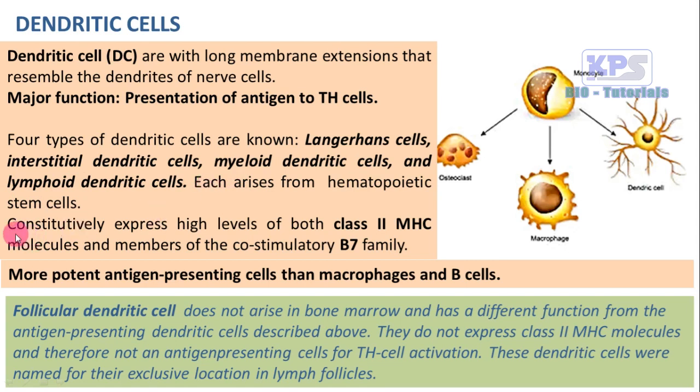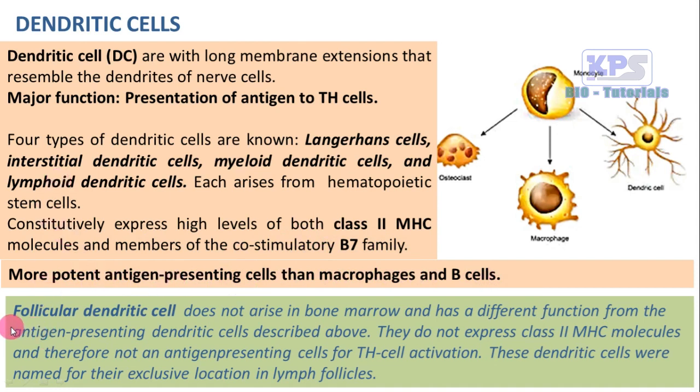The most important thing about dendritic cells is that they constitutively express high levels of both class 2 MHC molecules and members of the co-stimulatory B7 family. These class 2 MHC molecules and B7 molecules are required for antigen presentation. So these 2 molecules are constitutively expressed on the dendritic cells. This feature makes them the most potent antigen presenting cells, more potent than macrophages and B cells.